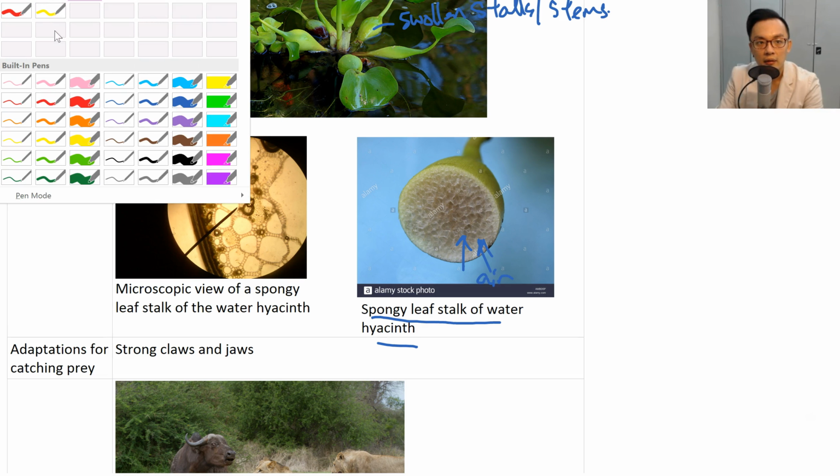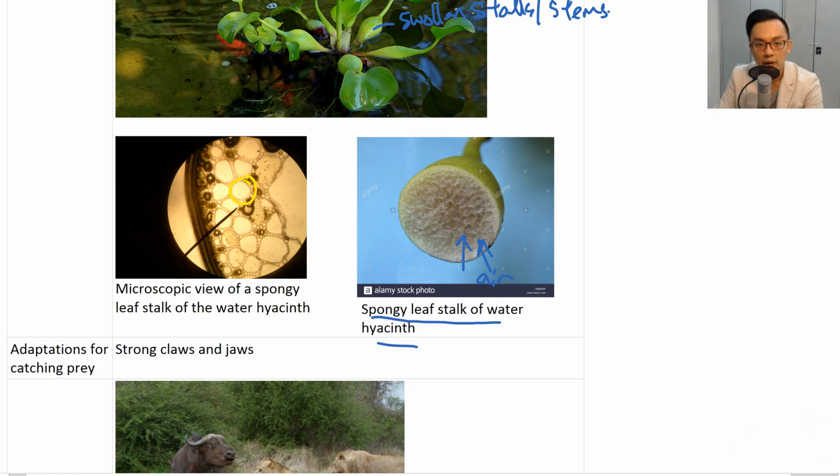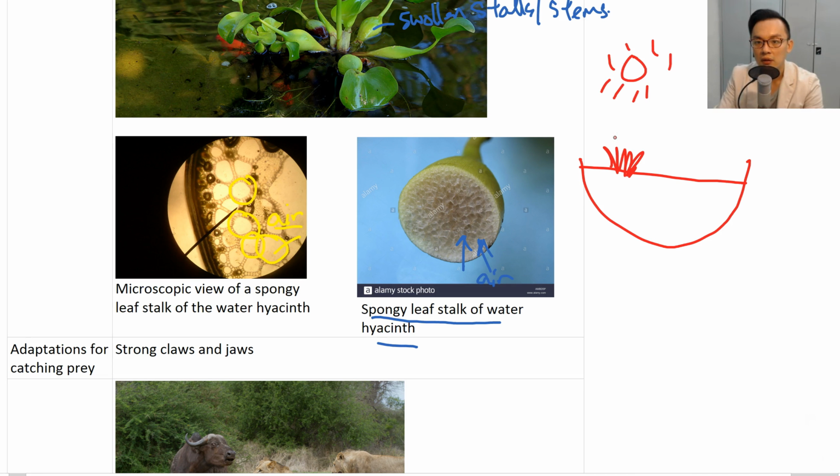And you can see the microscopic view of it. So all these holes here are all air, and this air will help the water hyacinth to float. And again, all these plants like to float because at the top of the pond, so this is a pond, the sun is over here, and the plants on top will get more sunlight than the plants at the bottom. So that's why all these plants like to float.